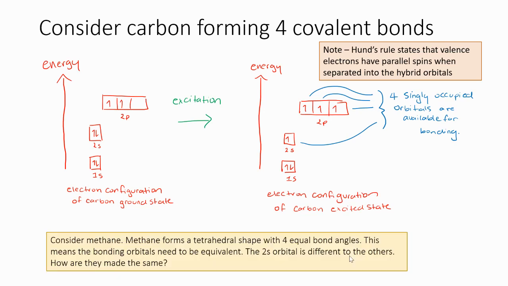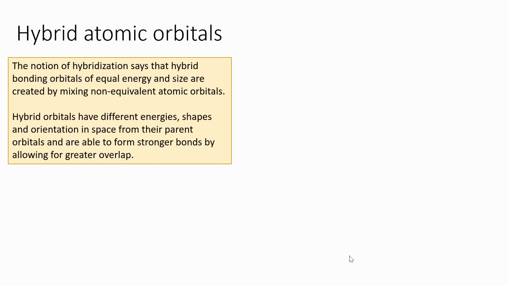Let us consider methane. Methane forms a tetrahedral shape with four equal bond angles of 109.5 degrees. And this means that the bonding orbitals need to be equivalent. Now, at the moment, we have a 2s orbital that is different to the three 2p orbitals. How can we make them the same in order to get four equal bond angles? Well, this is where we have to consider the formation of hybrid atomic orbitals.